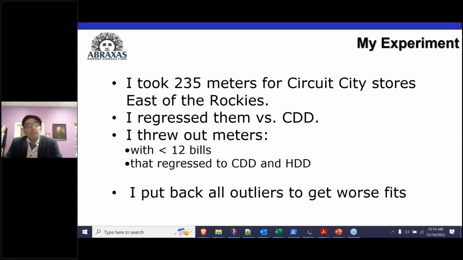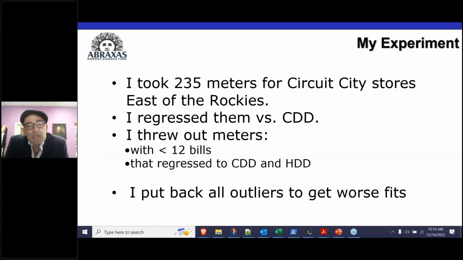So this was my experiment. I took 235 meters. A long time ago, we used to track Circuit City stores. We did M&V for an ESCO that was doing automatic controls on all their stores. I think we had 500 stores or 450 stores or something. And I just took the ones on the East Coast, 235.